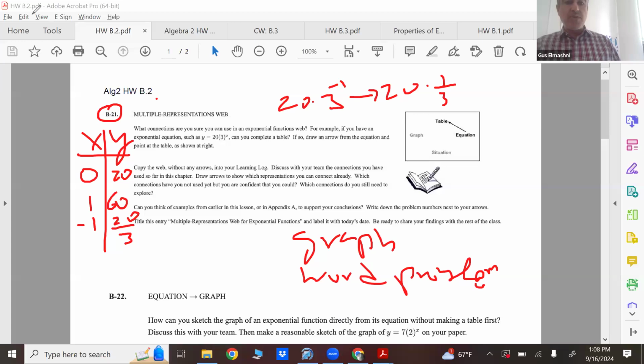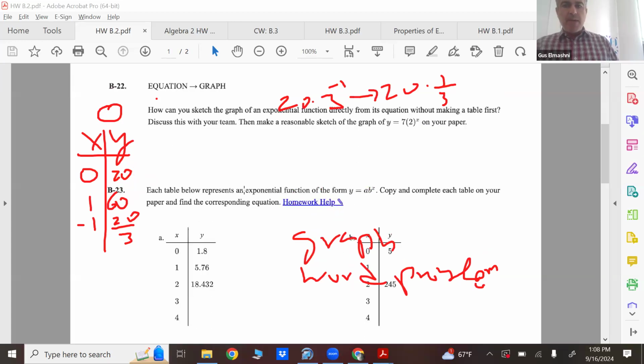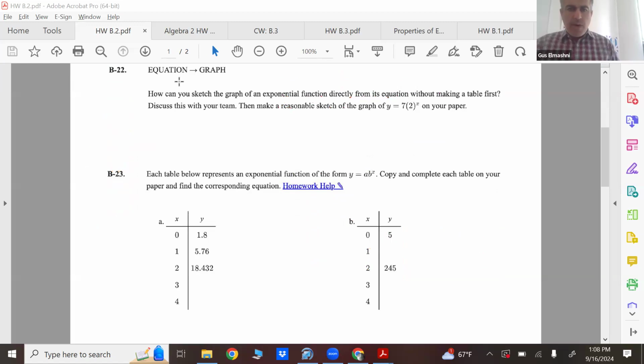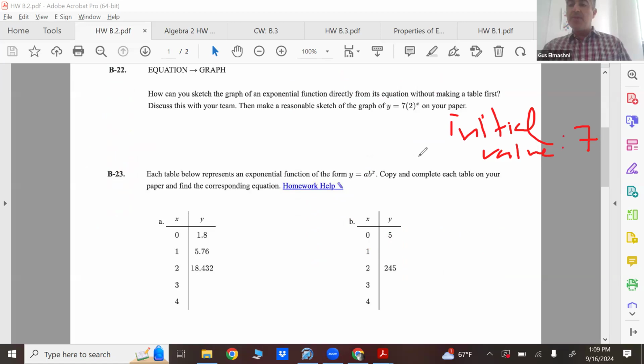Now for 22, that's an actual math question. Make a reasonable sketch on your paper. So it says, can you sketch it without making a table? You can. What's the initial value? We talked about this. What number in that equation represents the initial value? Which number, the 7 or the 2? The 7, totally, right. The first number you see is going to be the initial value. So I'm going to put 7 on the y-axis. And if you think it's a doubling, what's double 7? 14, right? Because if I plug in 1, I get 14.